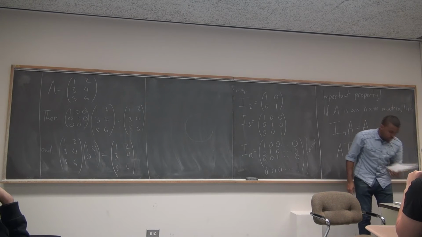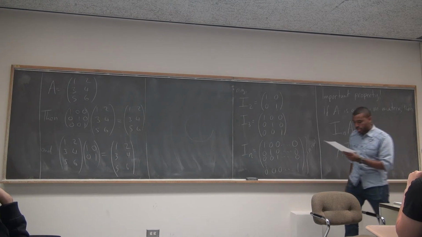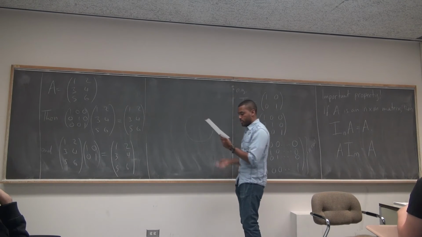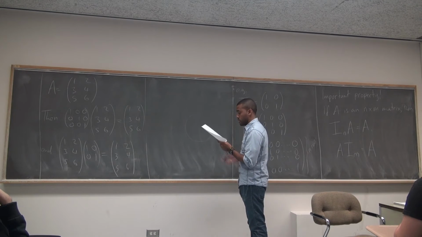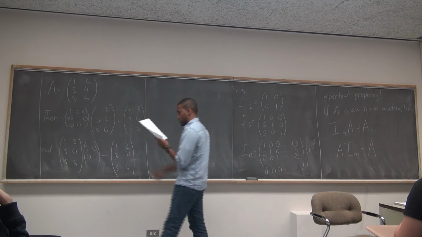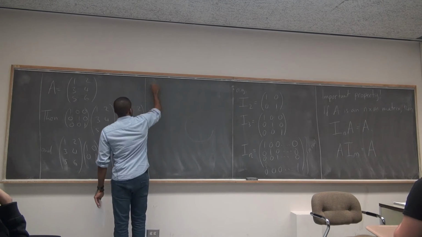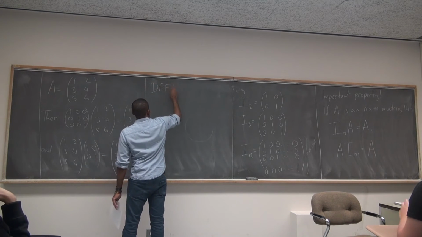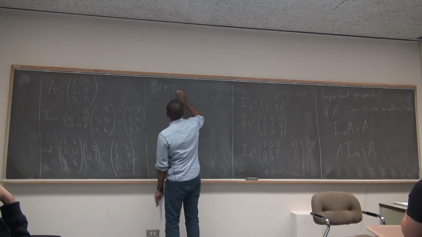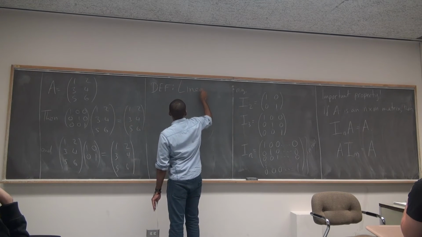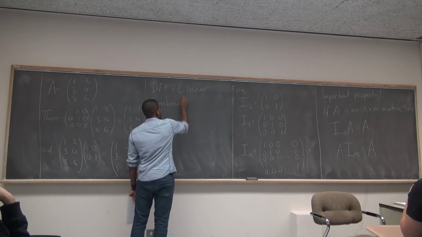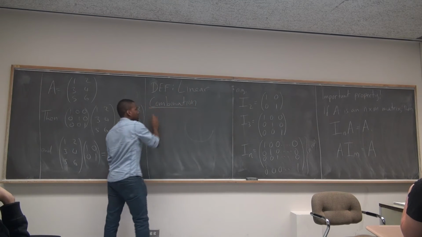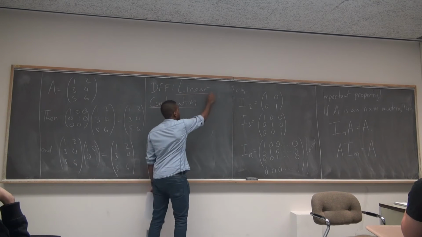What else do I want to tell you? Tell you about the identity matrix. I want to talk about what we call a linear combination. Another very important idea, and you'll see just how much later on as well.